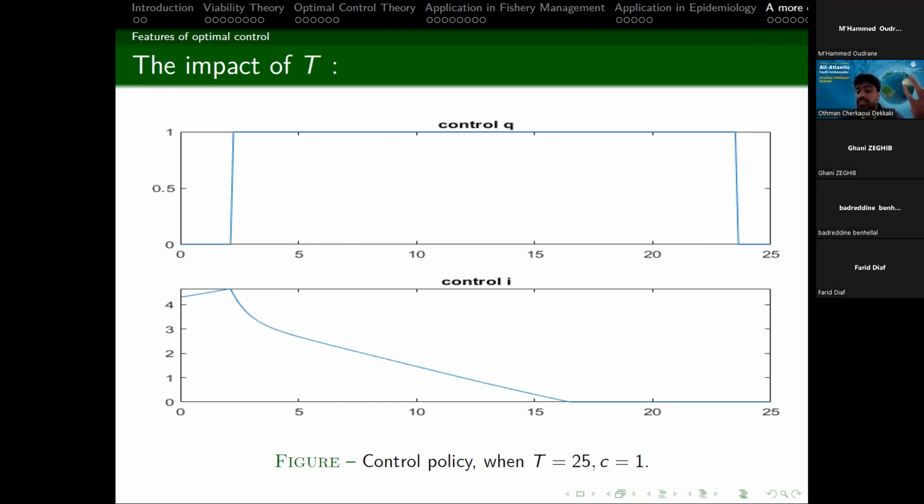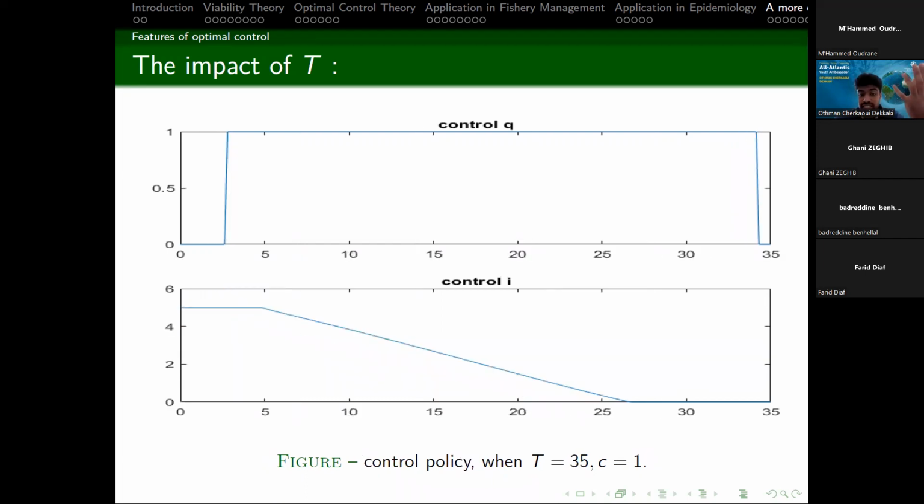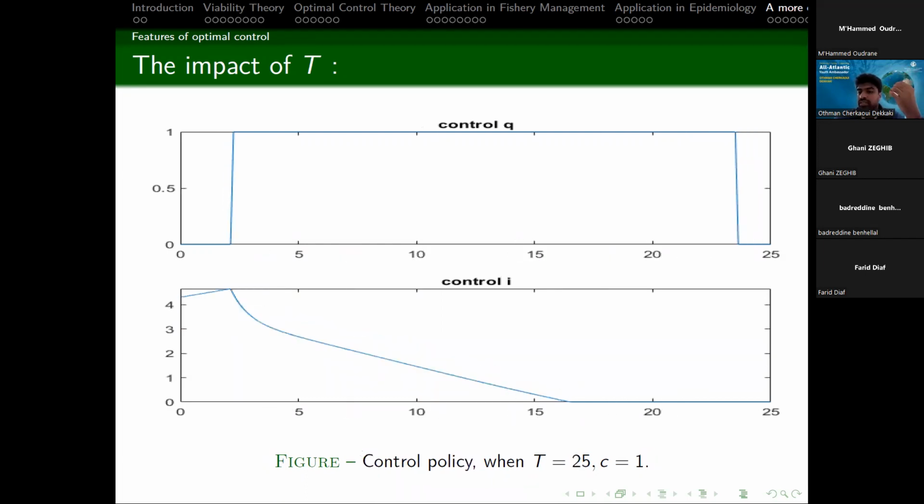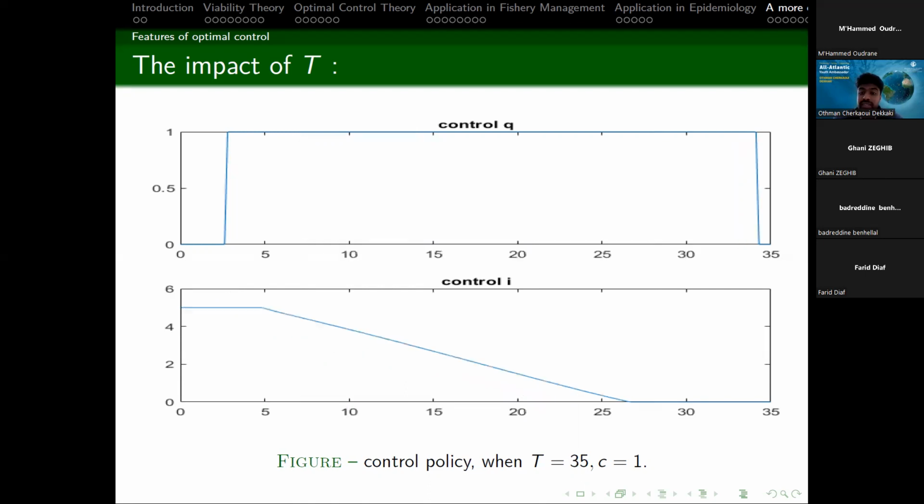A second point is studying the impact of capital T, and how much capital T is involved. Now we change capital T from 25 to 35 years, meaning we study the influence of the time of the contract. And we find that it's the inverse. By increasing the time from 25 to 35 years, we notice that the first switching function is decreasing.